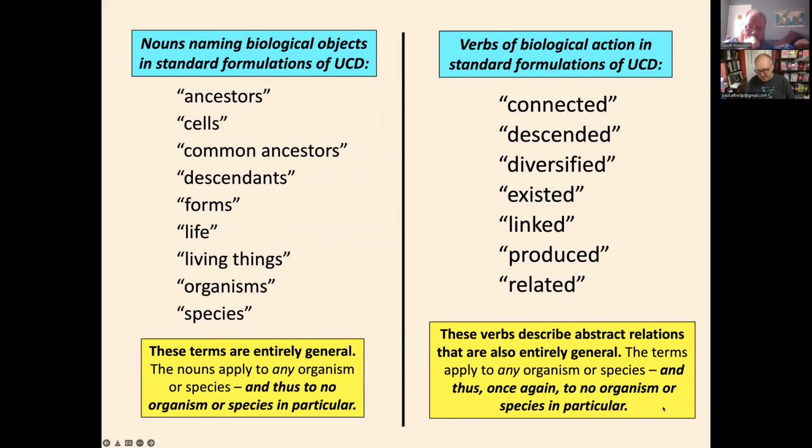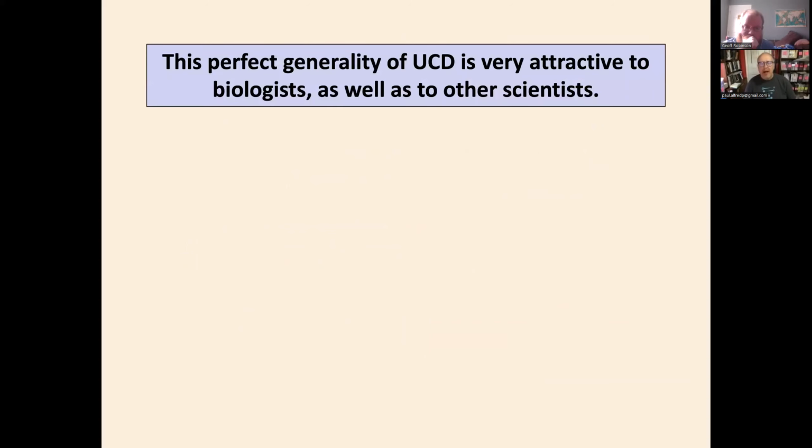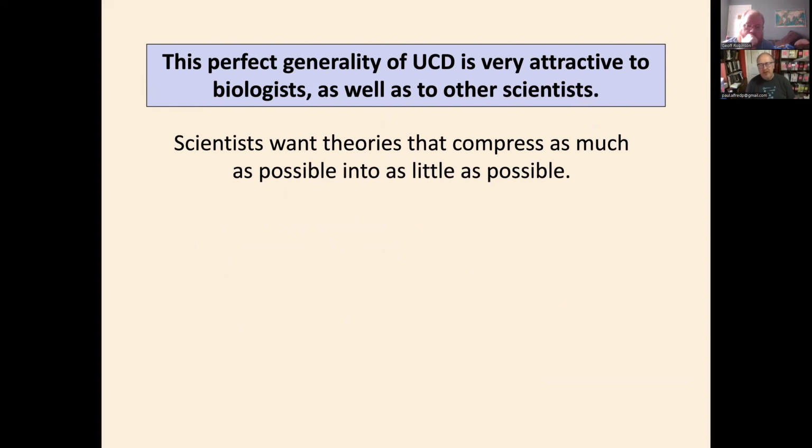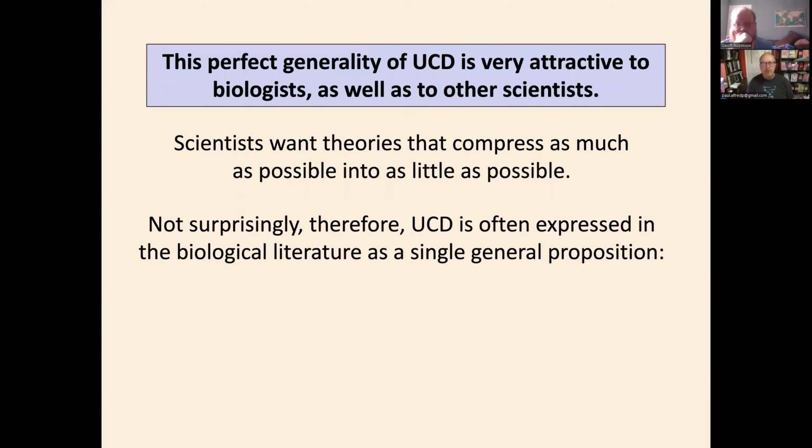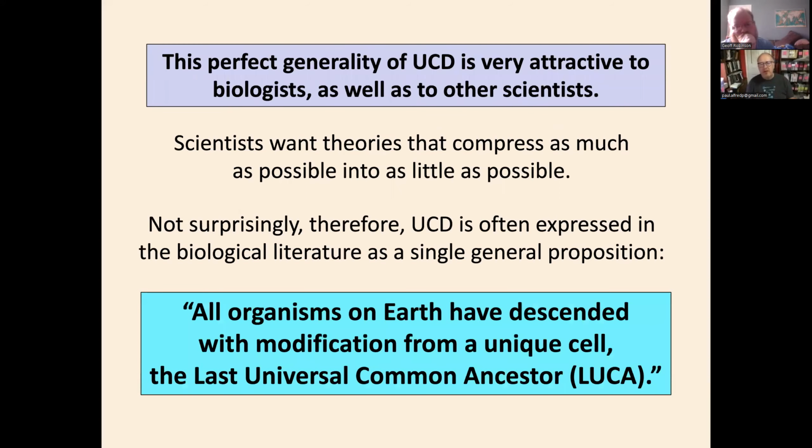Now, why is this a problem? It's a problem because while the perfect generality of universal common descent is very attractive, because scientists want theories that compress as much as possible into as little as possible, that's very attractive. In fact, you can express this theory as a single general proposition. This is often what you would find in a biology textbook, right? One sentence and you've got the basic concept there. That simplicity and generality is very powerful.